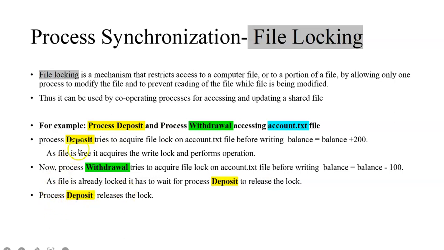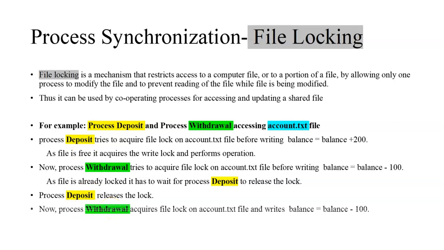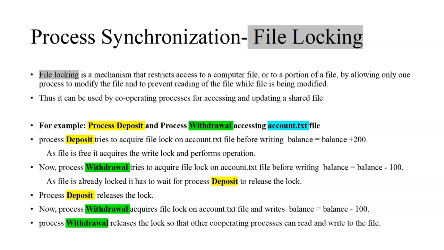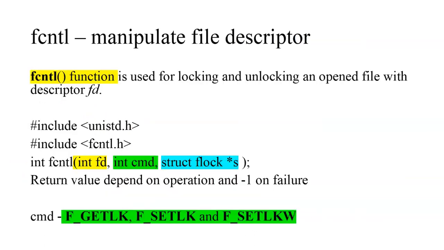Now, once the deposit process has done its update, it can release the lock. Now, the withdrawal process, which is waiting to acquire the file lock on account.txt, acquires the file lock and updates the balance as balance minus 100. As it is done with its update, it releases the lock so that other cooperating processes can perform the read and write operation on the file. So, this is how the cooperating processes have to acquire the lock, perform the operation, and release the lock in a synchronized way.